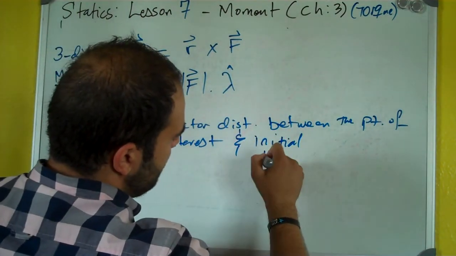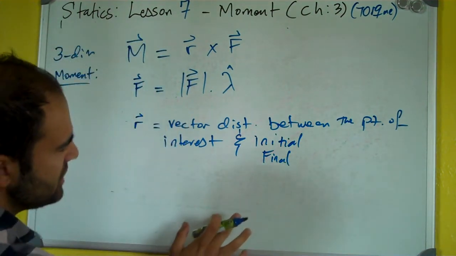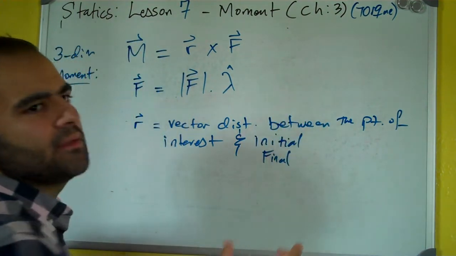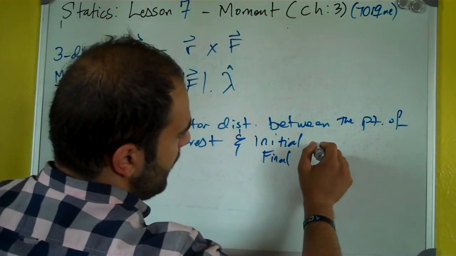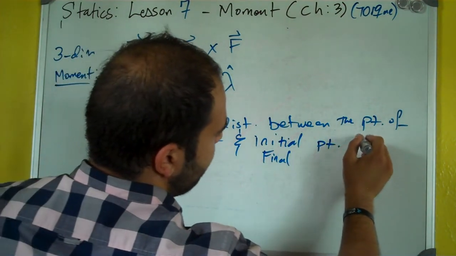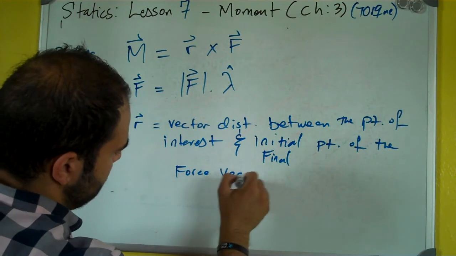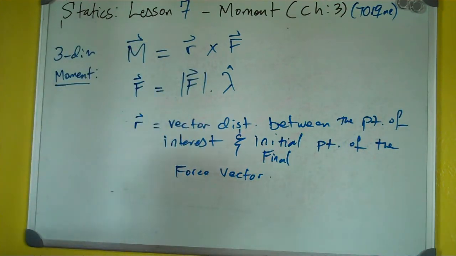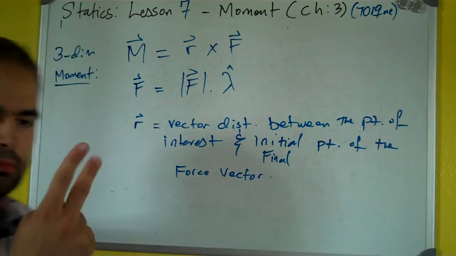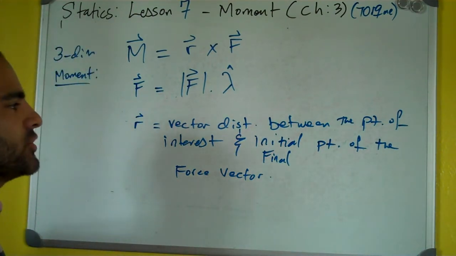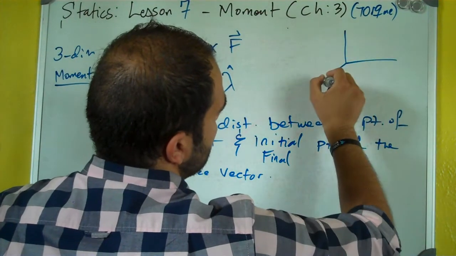Initial, final. I'm not going to say any point because that's confusing. You're not going to look at a random point. It's true, but you're not going to do that. Initial point of the force vector. What do I mean by that? Remember the first one of the questions that I gave in chapter 2? It was something similar to this, if I'm not mistaken.